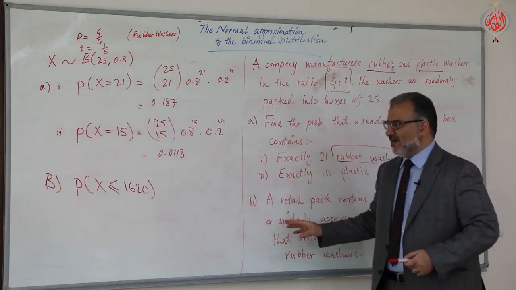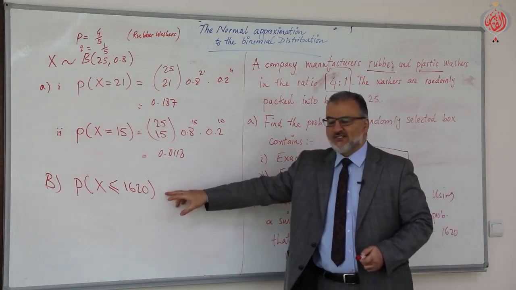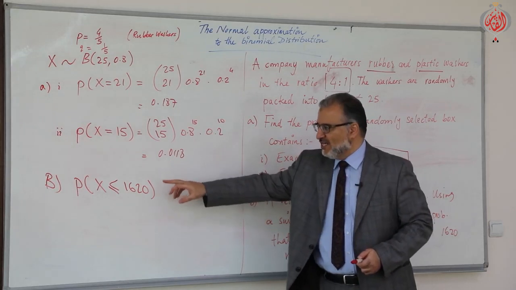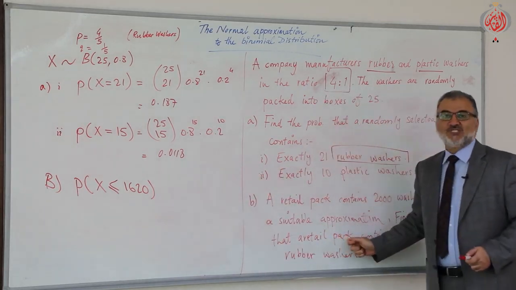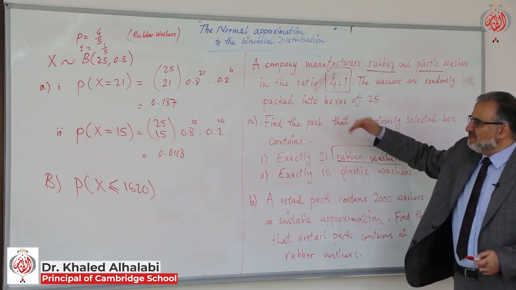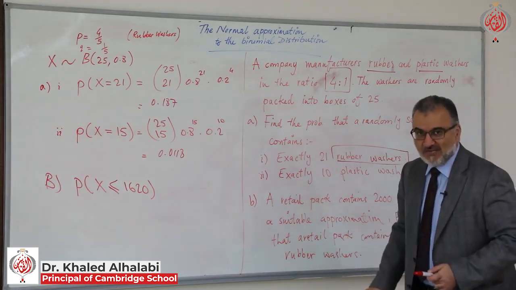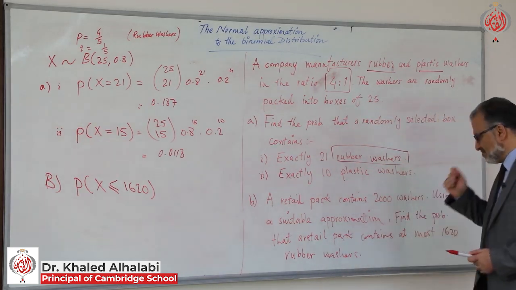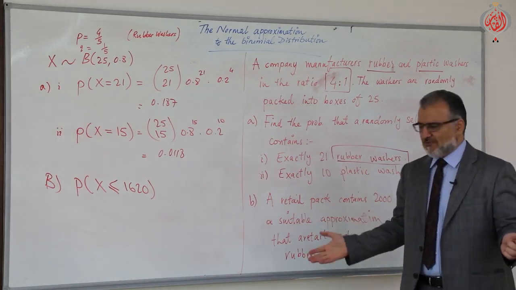Instead of writing the question in that form, you will be given a question like this: find the probability of x, using a suitable approximation, x less than or equal to 1620. This is a very important question because it combines the binomial distribution and the normal distribution at the same time. Now, by using a suitable approximation, it's very clear I will use the normal approximation.